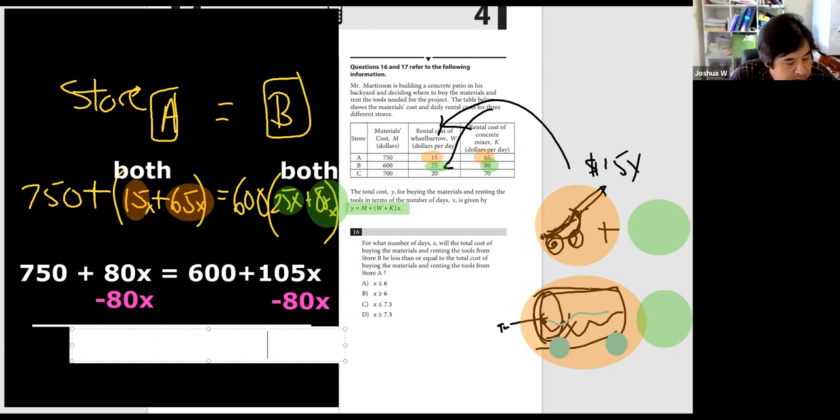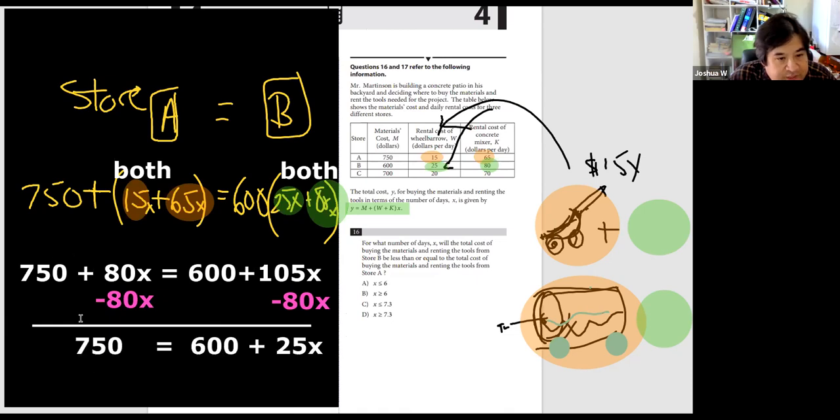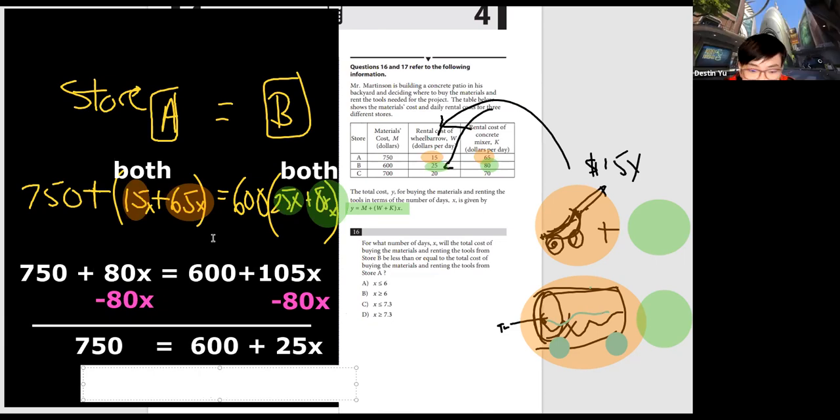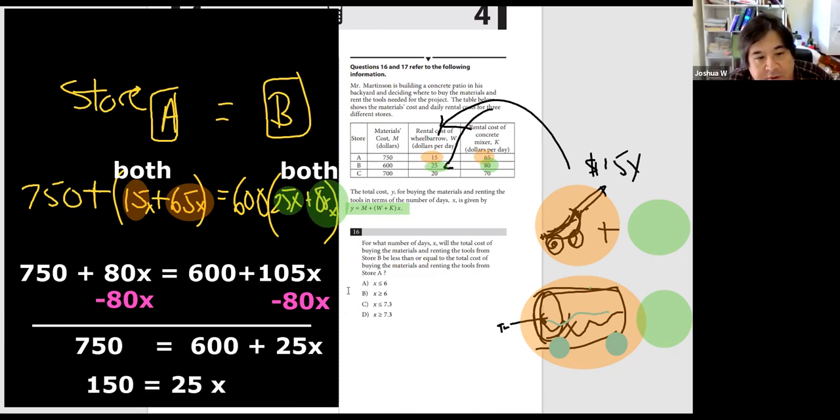Okay. So 150 equals 25x. And then divide by 25. It'd be x is equal to 6. And then you said, but there's an arrow, then it has to be A or B, but store B will be less than store A. So it has to be this way because we're not dividing by a negative.